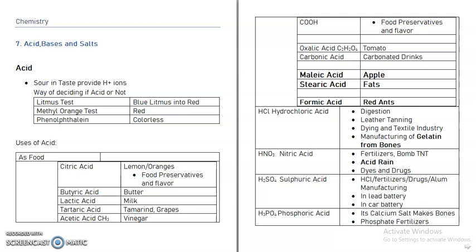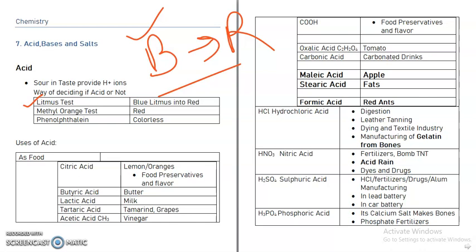So following are the tests. The most common and most famous one is the litmus test. In the litmus test, what happens? It turns blue litmus paper into red, blue to red. Remember this. You can remember it alphabetically: B comes early in the alphabet, then comes R. So for acid, remember blue to red.